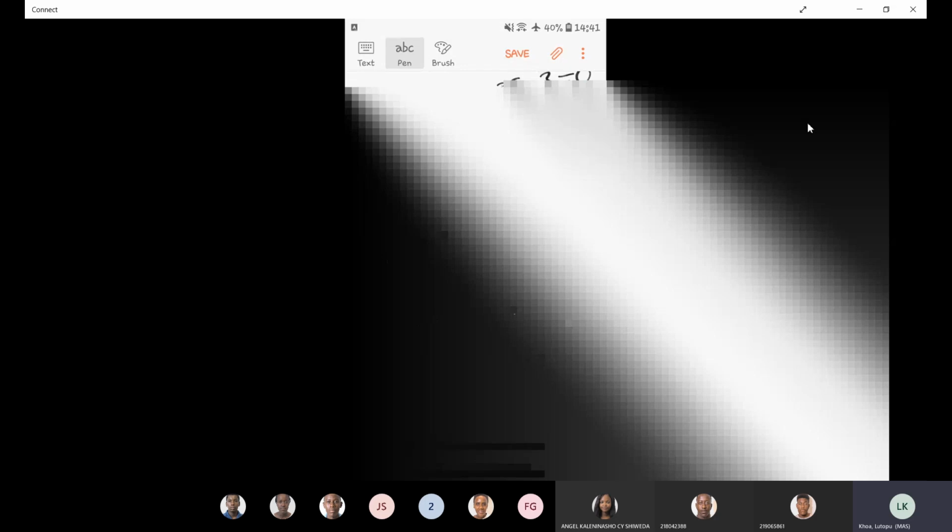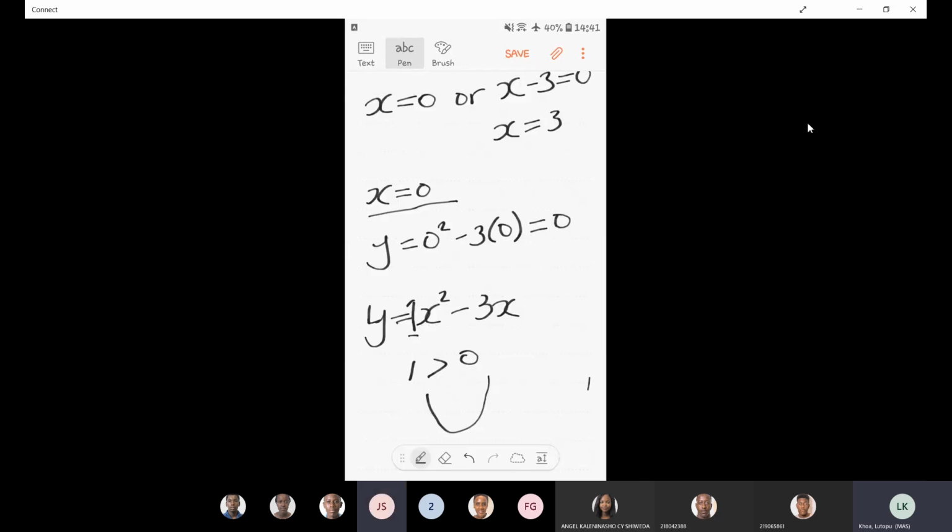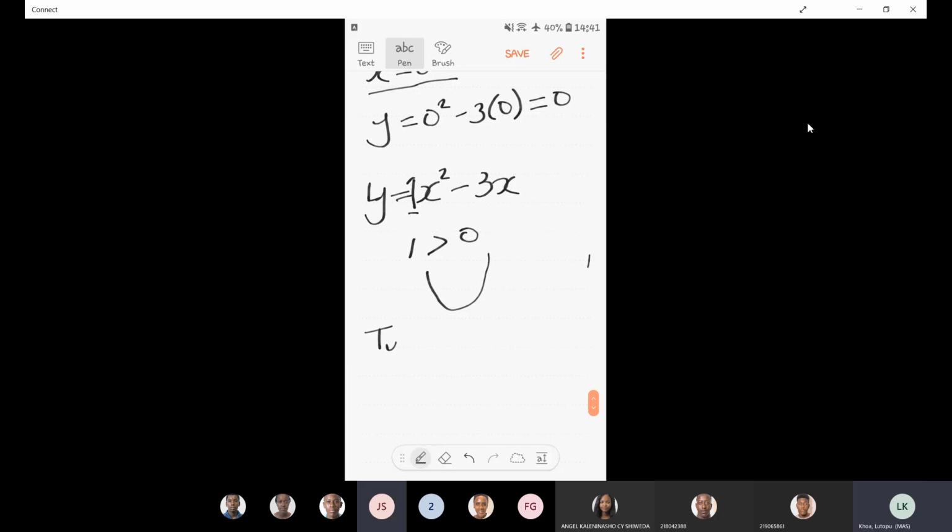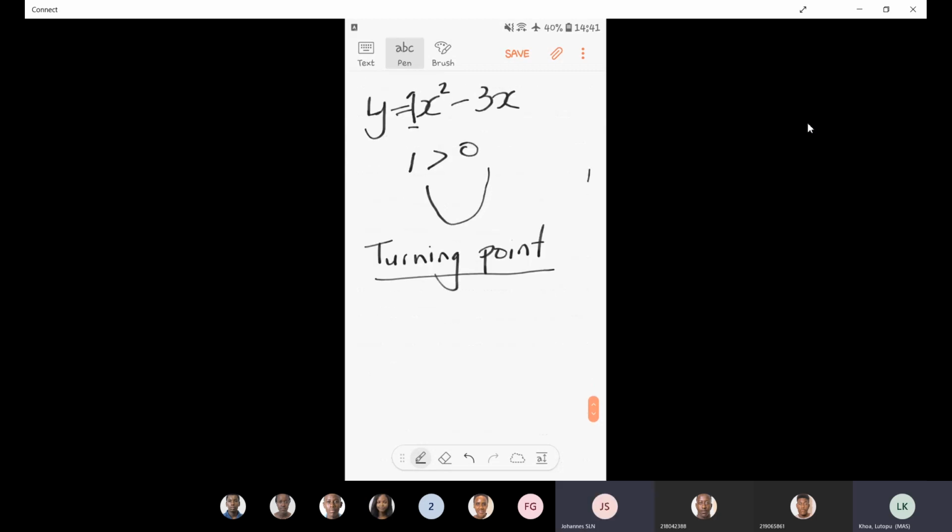I just need the minimum turning point. So this one has a minimum turning point. And we say to get the turning point, you just complete the square. So we have y is equal to x squared minus 3x. You know how to complete the square. y is equal to (x minus 3 over 2) squared minus 9 over 4. I know we did this, we spent some time on it, so you should remember how to complete the square. If not, please go and revise your notes, and then you will see, oh, that's how we complete the square.